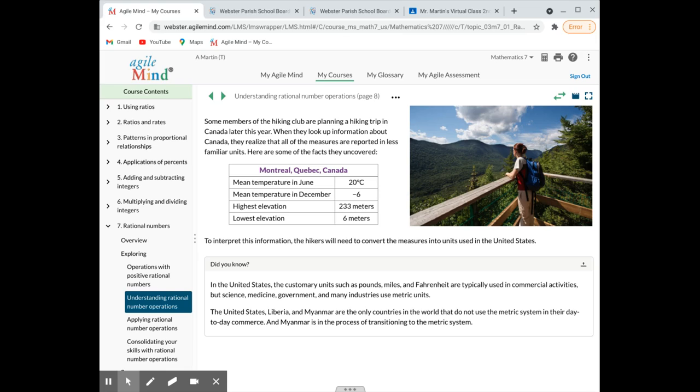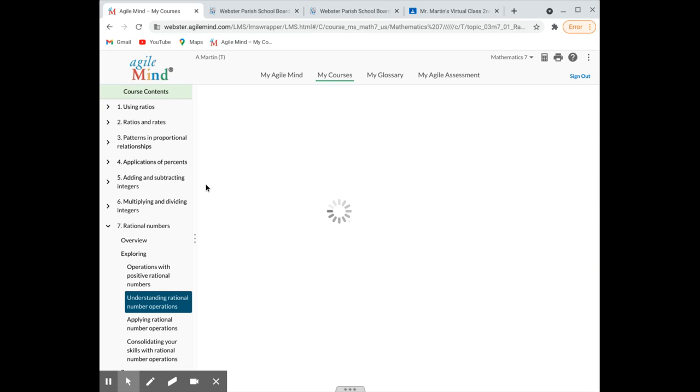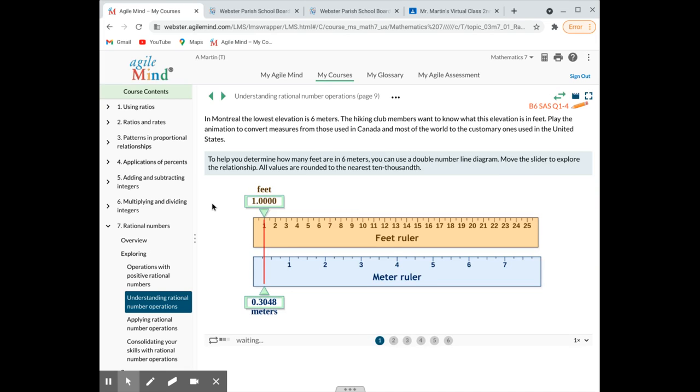All right. So we got the mean temperature in June is 20 degrees Celsius. Mean temperature in December is -6. Highest elevation is 233 meters, and the lowest elevation is 6 meters. So let's look at page 9. And we're going to look at the first panel on this animation. Basically what I want us to do is take this slider and move it up and down the image and see how the relationship is modeled between feet and meters.